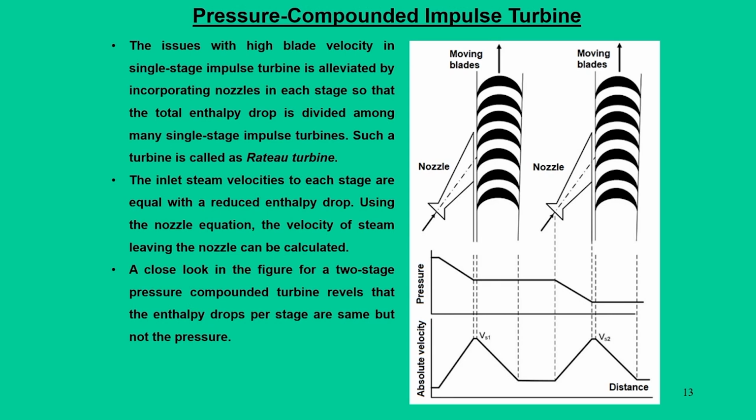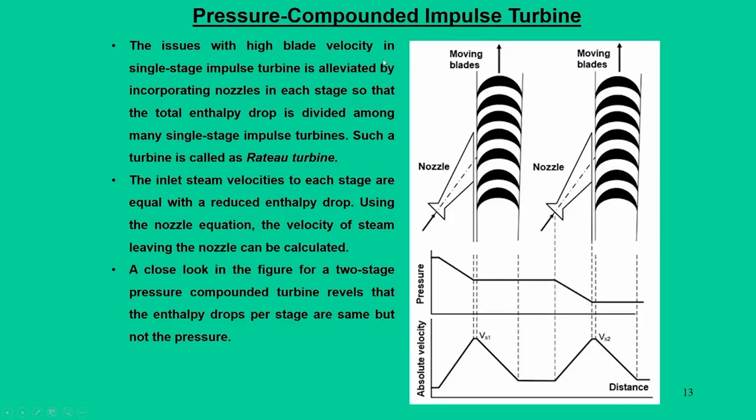So, here the entire idea is, how do you do it through pressure compounding mode? Velocity compounding tells that Curtis stage beyond 2 is not economical, but at that point there is also a critical requirement that your blade speed at 2 stage is too high. So, the issue of high blade velocity in the single stage turbine is alleviated by incorporating nozzles in each stage, so that the enthalpy drop is divided into many single stages.